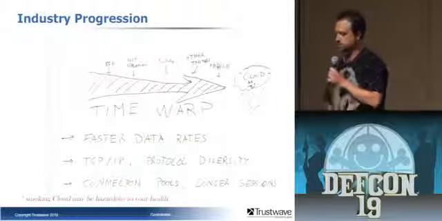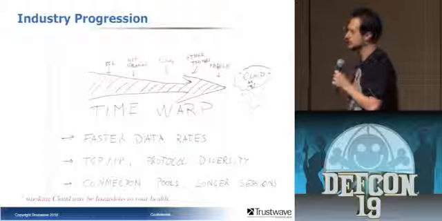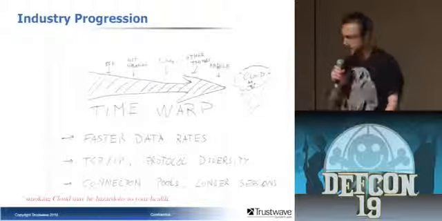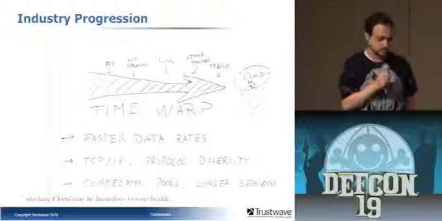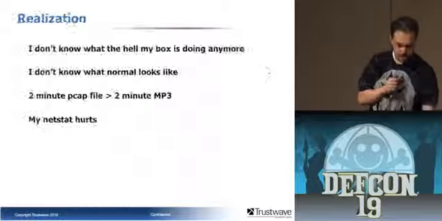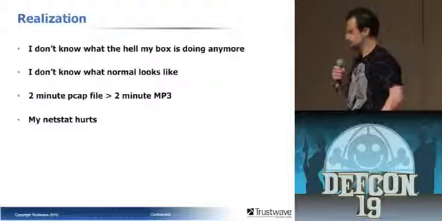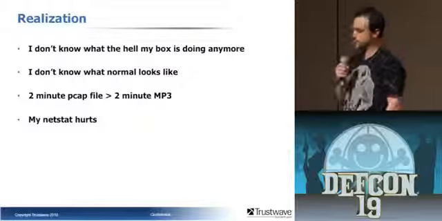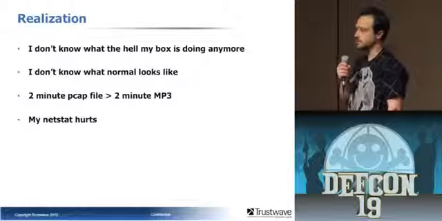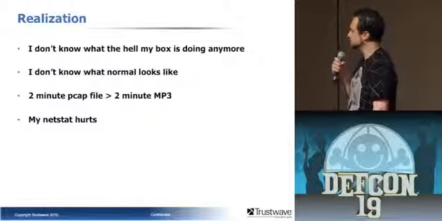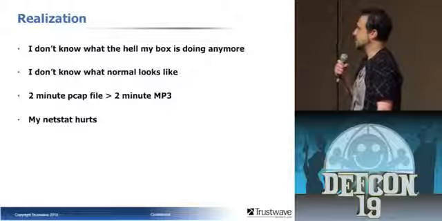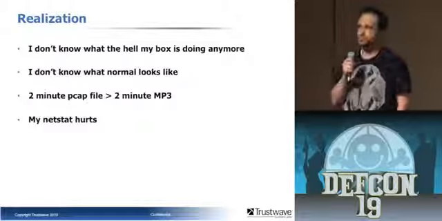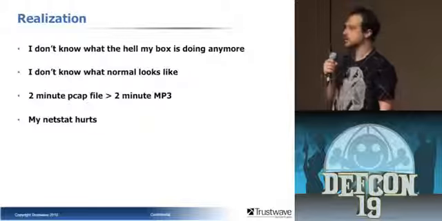Somewhere along the line, we sort of lost track of what our machines are doing. So we've got this idea of this link light. We also have connection pools and longer sessions and stuff like that. I don't know what the hell my machine's doing anymore, right? And yeah, my netstat hurts. I'm actually thinking about getting a bumper sticker that says that. But I guess the bad sign is when a 2-minute PCAP file is larger than a 2-minute MP3. I think we have some serious stuff going on in the wire.